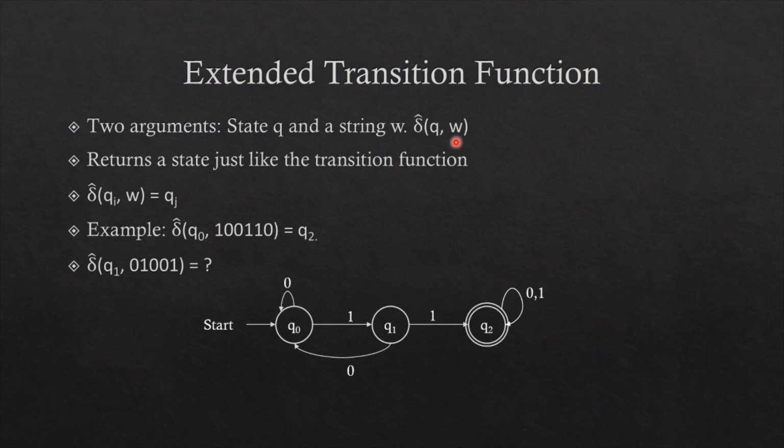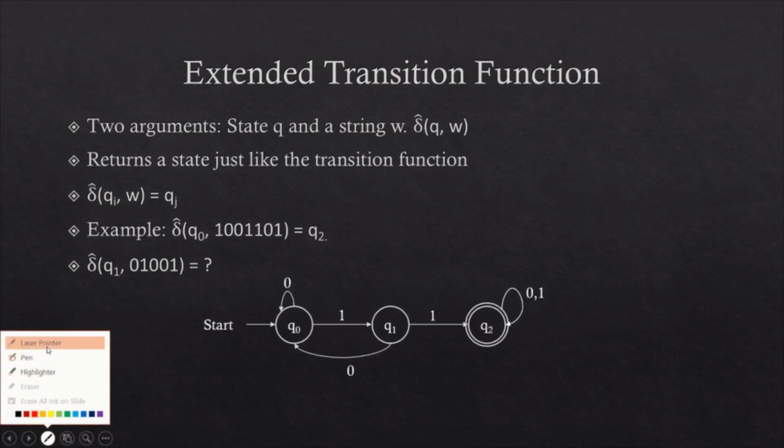The function also returns a state, just like our good old transition function. It tells you the state in which the automaton ends up in, if you start from state Q, which is given as the first parameter, and if it receives an input string W. The function can take in a string of 0 to any length. But if it's a string of length 1, it's just one symbol. And using delta hat in that case is kind of pointless, although it wouldn't be wrong.